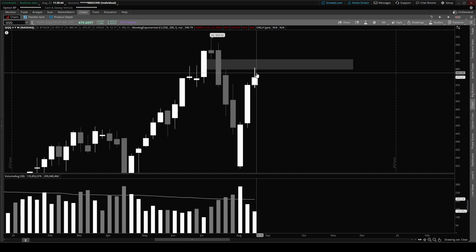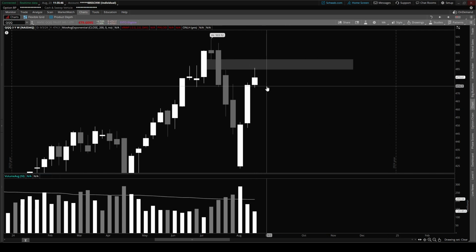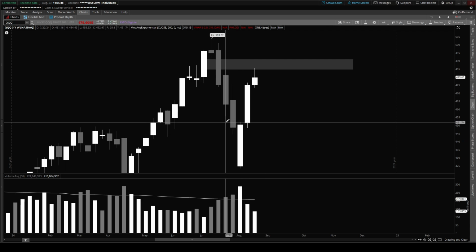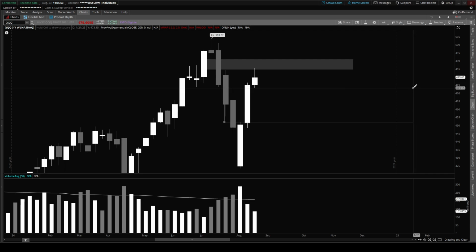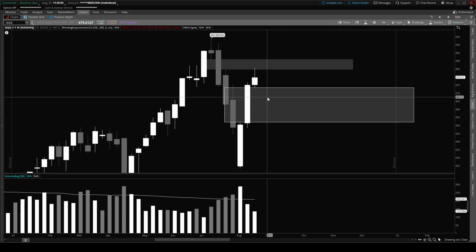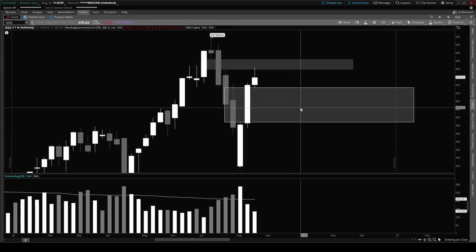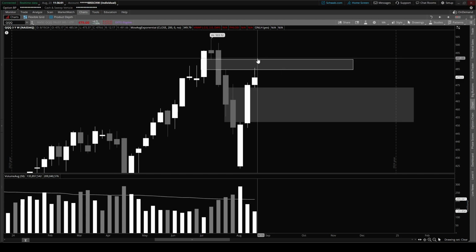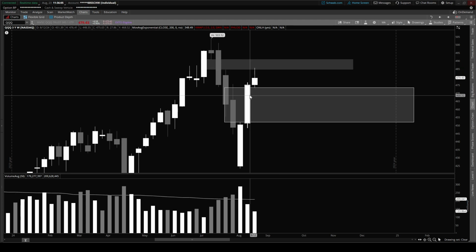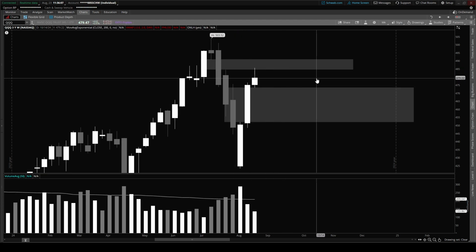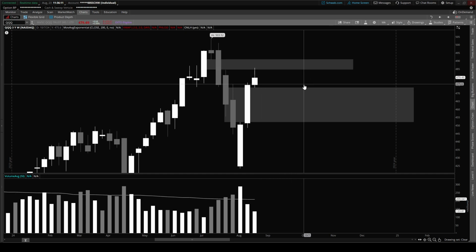Right now on the week, we're sitting right at 479, but it definitely looks like we are going to be setting up for another imbalance slightly below us, right about here. So going into the week, you could definitely expect that we will probably have two imbalances to fill, one overhead and one below us. What this tells me is that we could be stuck in between some type of range.